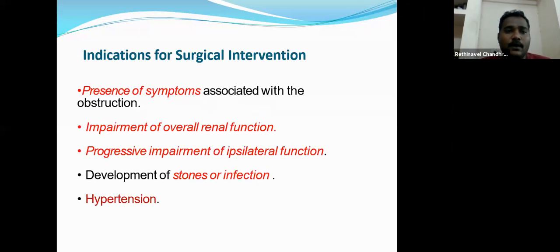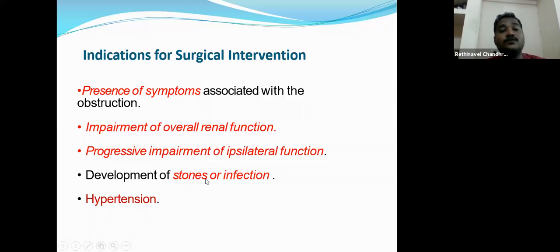Coming to the management, what is the indication for intervention? You diagnose the PUJO and you do a diuretic renal scan. What are the indications to decide whether to operate or not? The patient has severe symptoms of obstruction, or the renal function is decreased. In the diuretic renal scan, they will give the right kidney GFR and left kidney GFR. If the GFR is reduced, that is an indication that you need to intervene. Also, there is a progressive impairment of bilateral renal function.